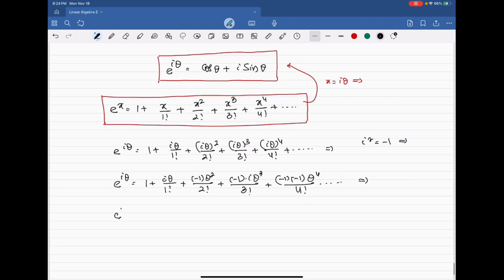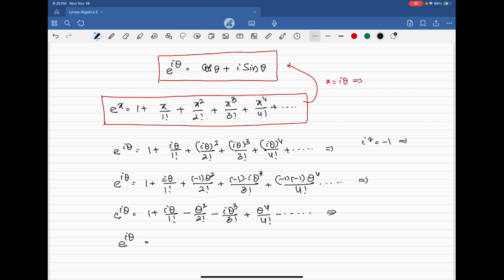Which implies e to the power of i theta is equal to 1 plus i theta by factorial 1 minus theta square by factorial 2 minus i theta cube by factorial 3 plus theta to the power of 4 by factorial 4, and so on. Which implies e to the power of i theta is equal to, let us take i common, and real values separately and imaginary values separately.